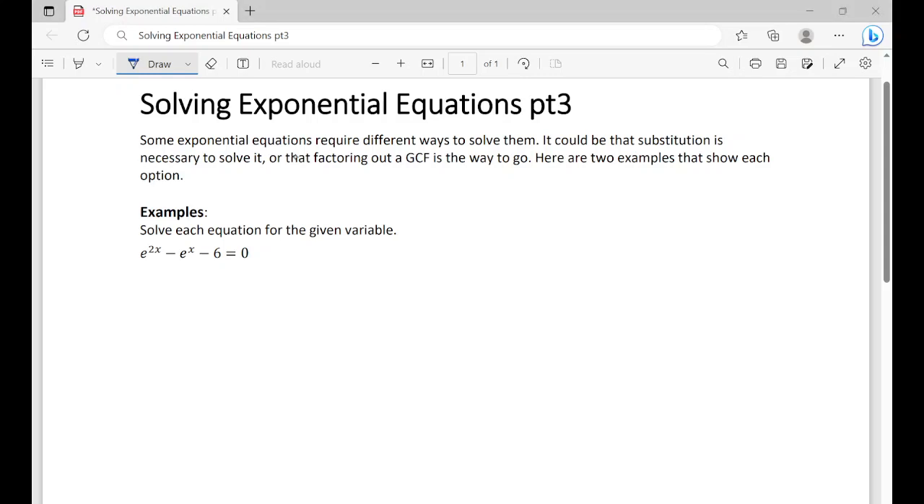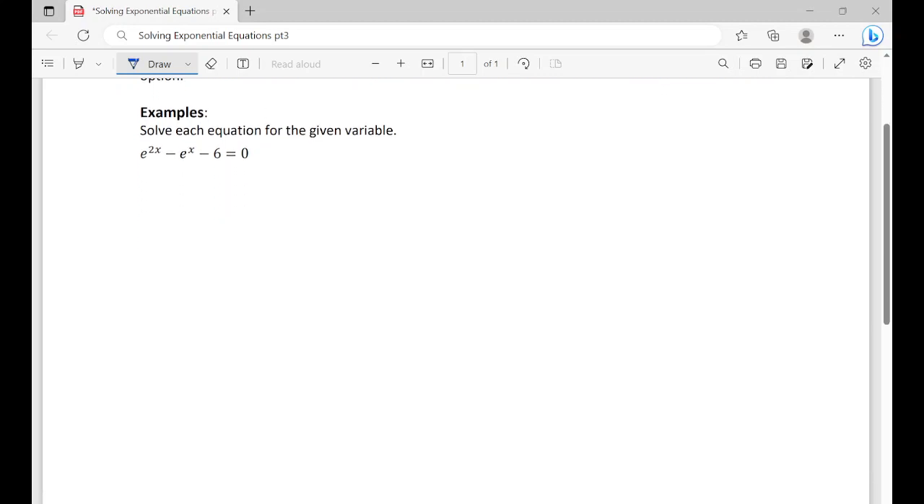Some exponential equations require different ways to solve them. It could be that substitution is necessary to solve it, or that factoring out a GCF is the way to go. Here are two examples that show each option. So for the first equation, we have e^(2x) - e^x - 6 = 0, and we need to solve for x.